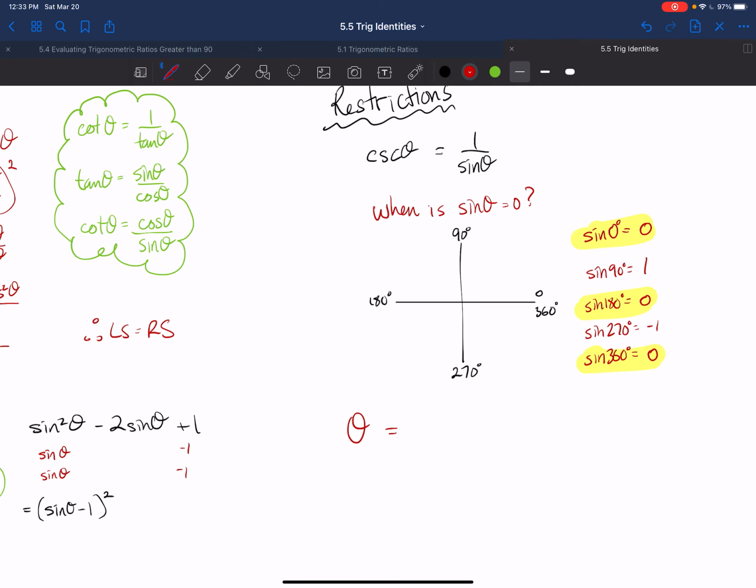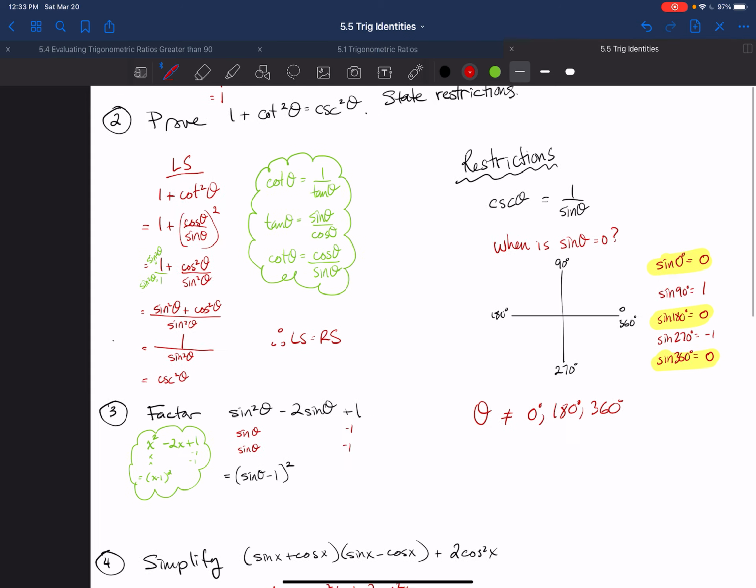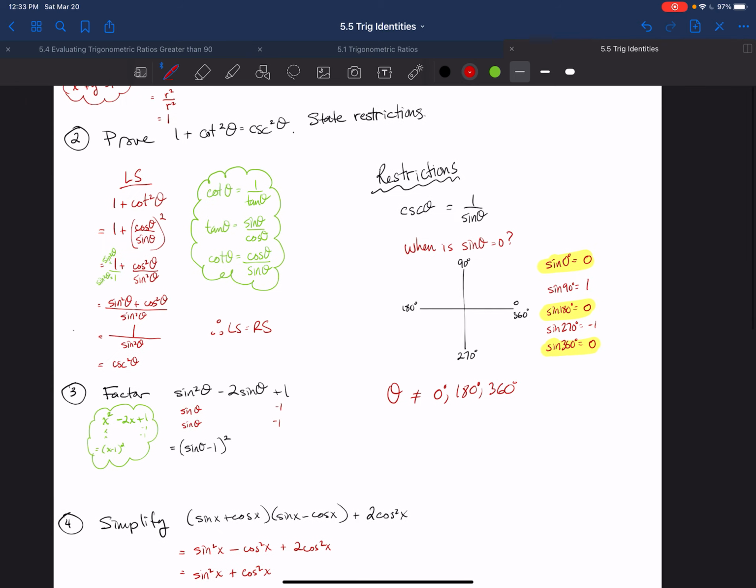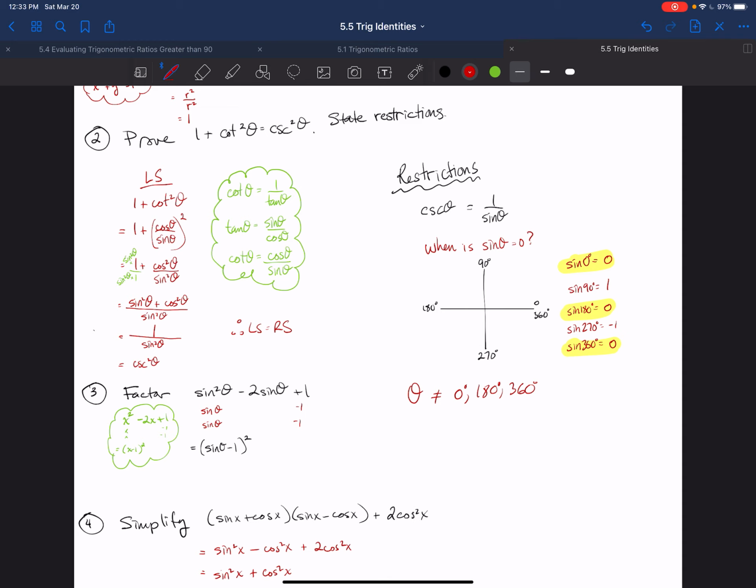So theta cannot equal 0, 180, or 360. Okay, so that's what you're looking for, restrictions. What would make that denominator equal to 0? Okay, so again, pause if you need to.